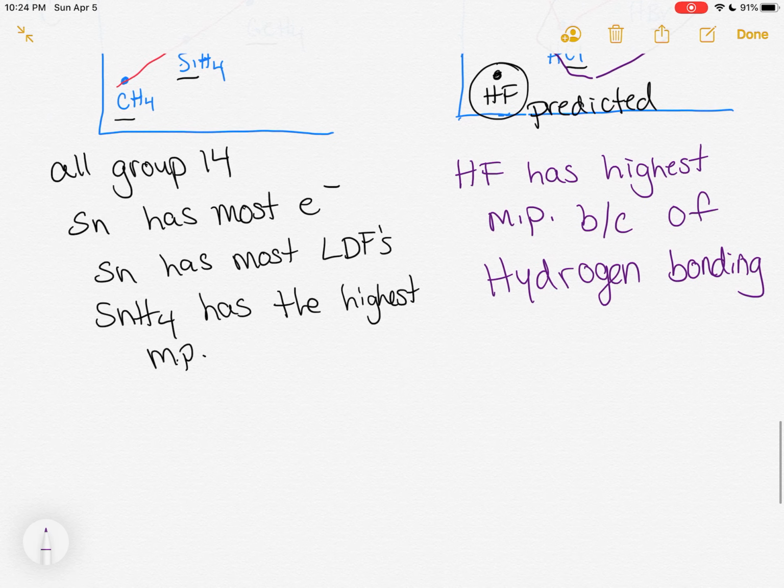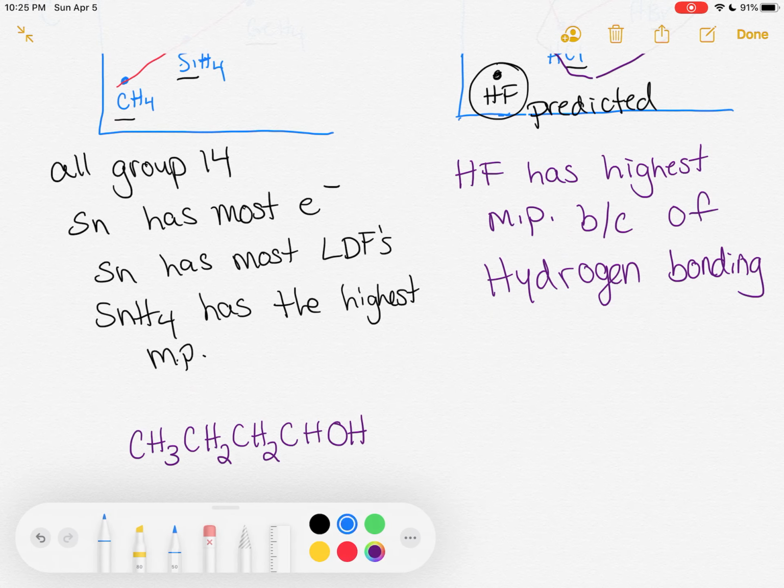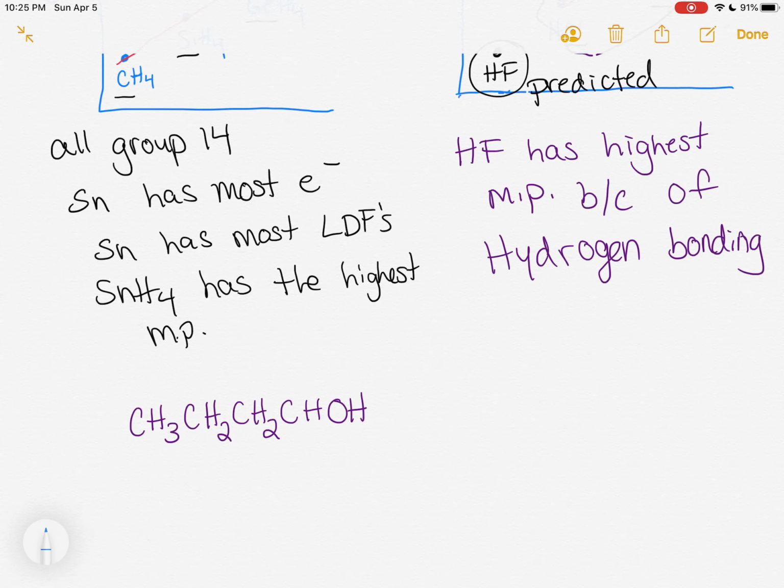Okay, I want to do a couple more examples here, just looking at molecules and deciding what types of forces they might have involved in them. So we've got this molecule here, and we want to know what types of forces we have involved. Now, always, LDFs should be your answer right away because LDFs are in everything as long as it's got electrons. This molecule has electrons because it's got atoms, so it has LDF forces.